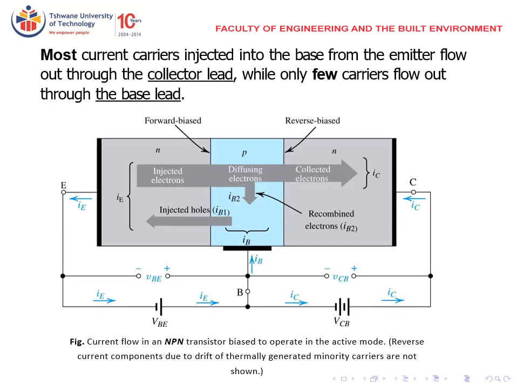This diagram shows a current flow in an NPN transistor biased to operate in the active region. When it's biased to operate in the active region, it means that the base-emitter is forward biased, and the collector-base region is reverse biased. In this state, the reverse current components due to drift of thermally generated minority current carriers are not shown. Here we see that most of the current carriers injected into the base from the emitter flow out through the collector lead, while only a few carriers flow out through the base lead.